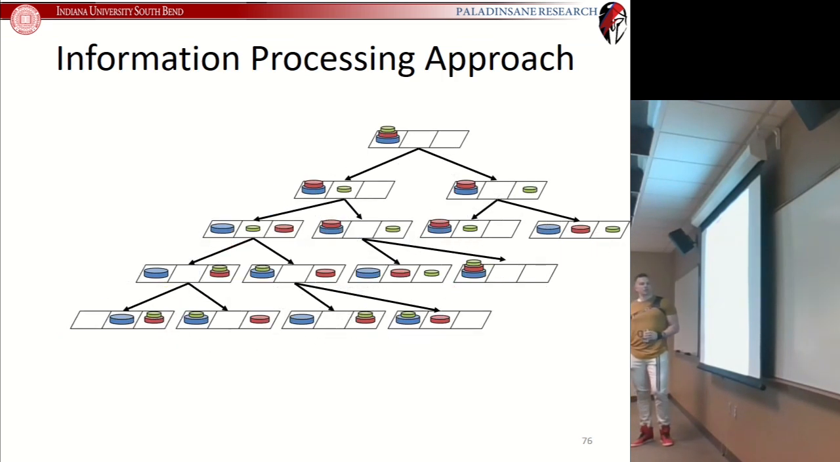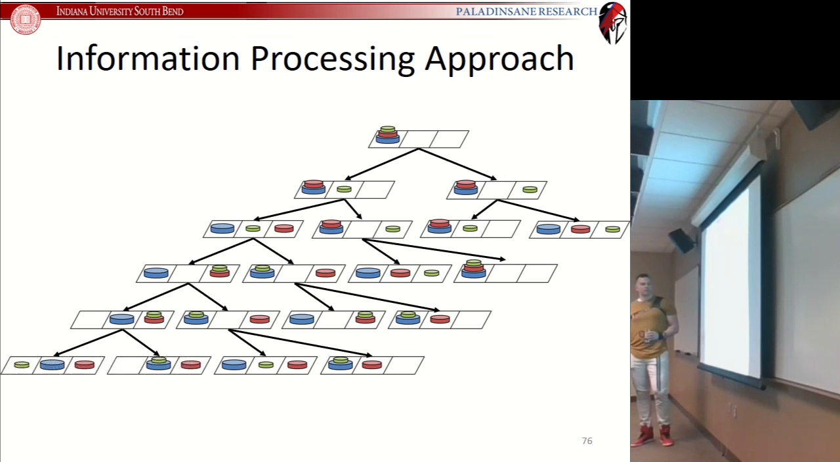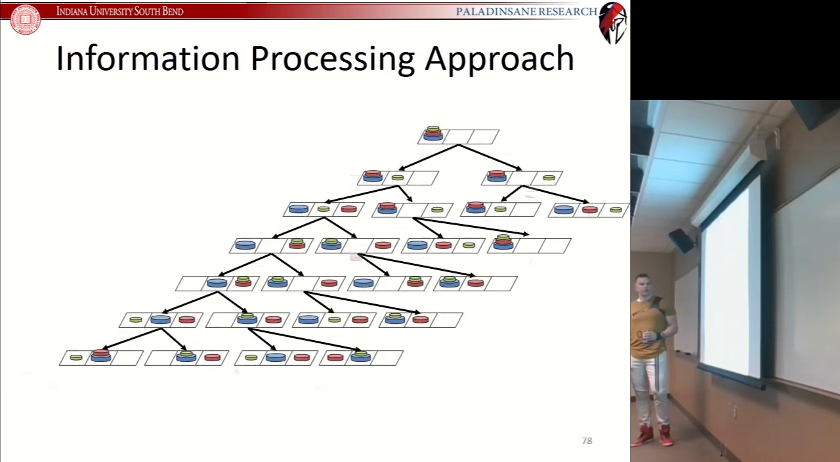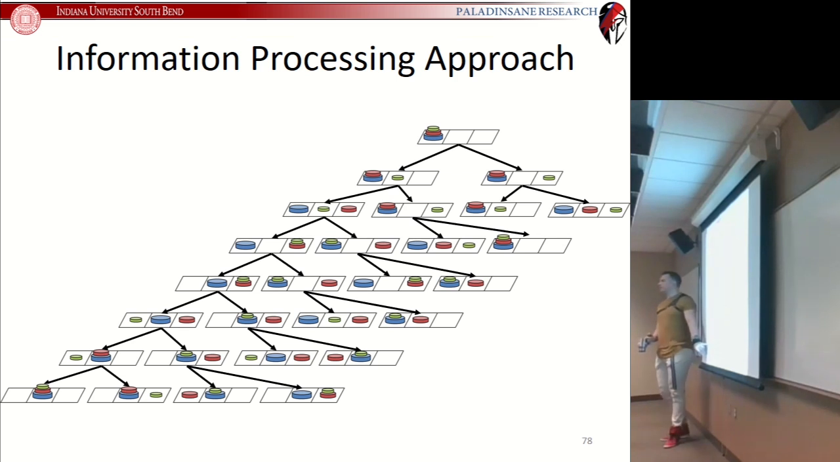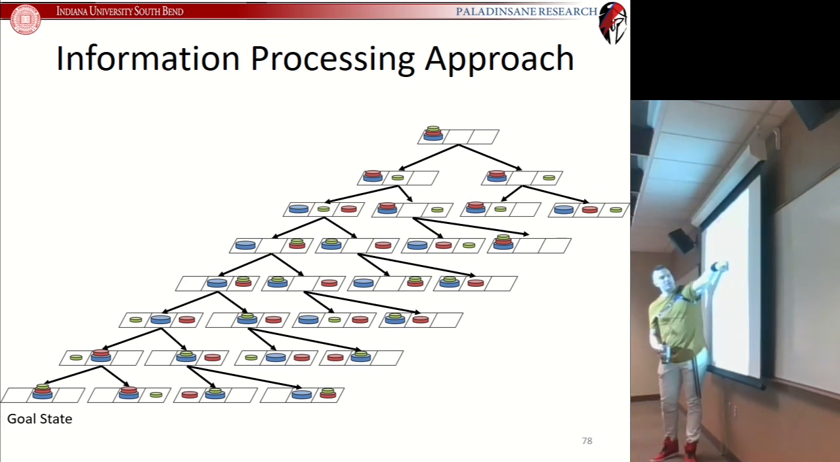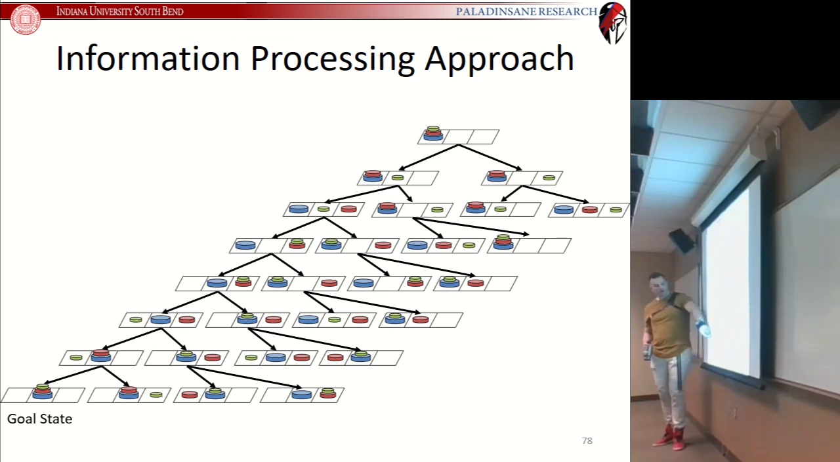And as you continue to move your disks, eventually, by applying those legal operators, you will end up down here. And that right there is your goal state. That is a correct solution to the problem. And you can see that a solution to this Tower of Hanoi, the one that you came up with in your head, was to just travel down this arm of the Tower of Hanoi until you got to that particular goal state. So these are the moves that are the solution to this particular Tower of Hanoi.